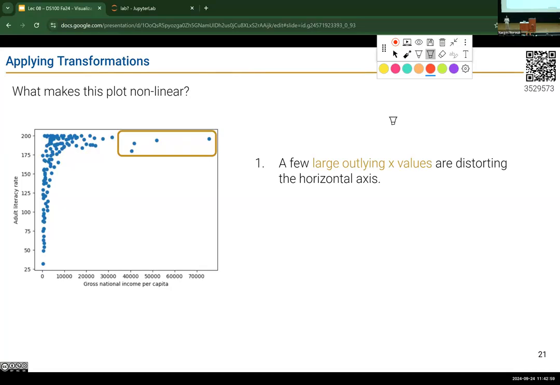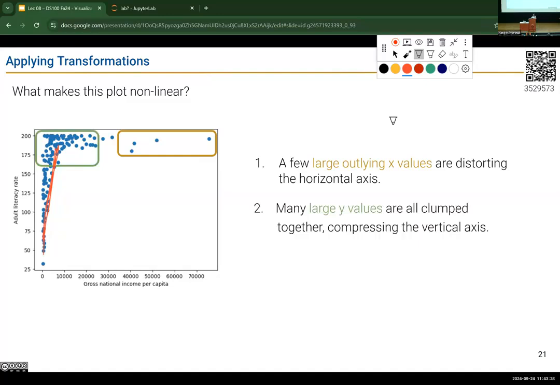So what makes this plot non-linear, or what don't we like about the way it's plotted? It has overplotting, and it has data points that are outliers: we have large outlying X values. Remember, if I'm trying to model this trend, there's no way that I can model these outliers accurately. I don't want those really large values influencing the accuracy of whatever model I'm building. So that's the first issue.